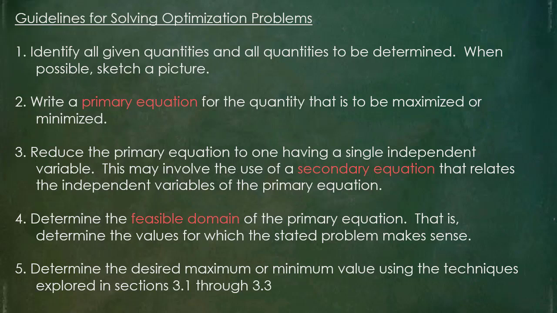After that, we want to try and reduce that equation down to having only one single independent variable. If I have multiple variables on one side of the equation, I want to substitute in a secondary equation, one that relates the independent variables of the original equation we're trying to maximize or minimize. We would use that equation, isolate one of the variables, and then substitute it into the primary equation, so I will only have one independent variable left on one side of the equation.